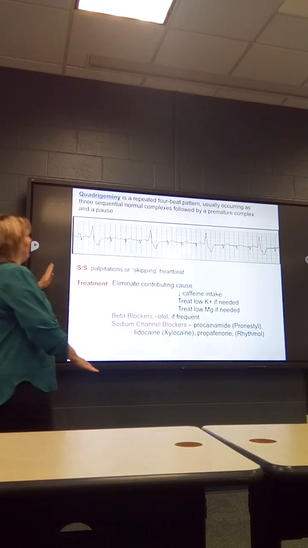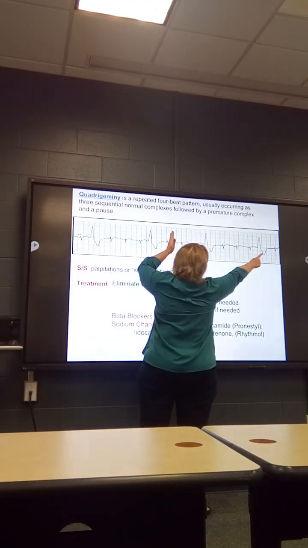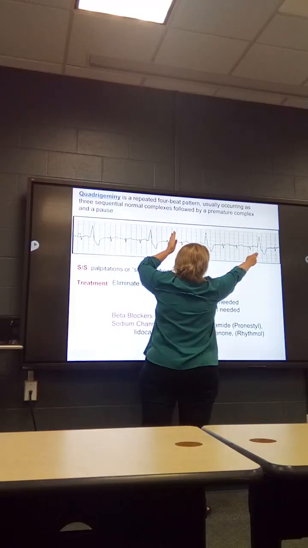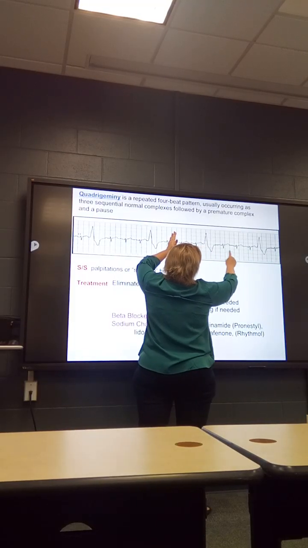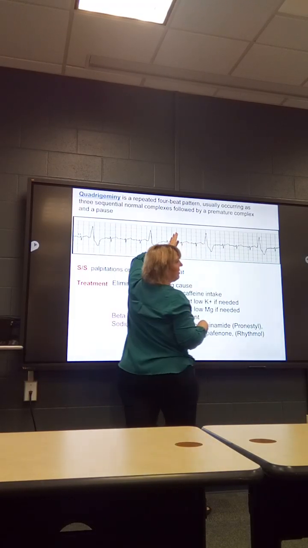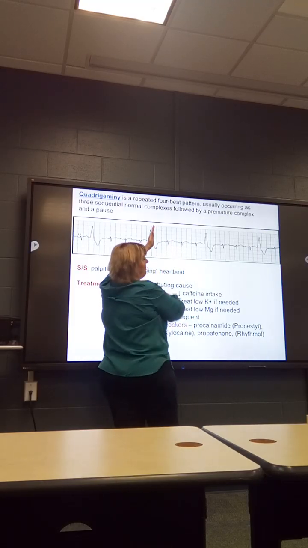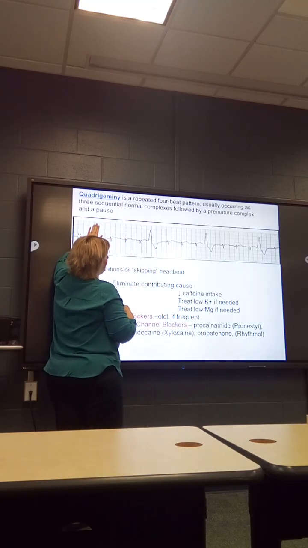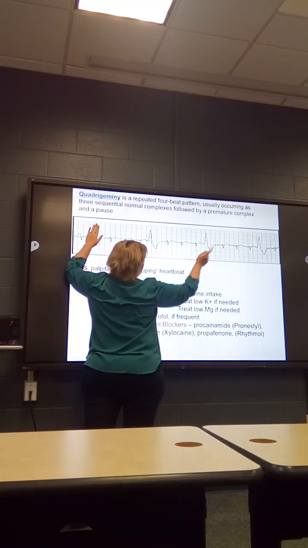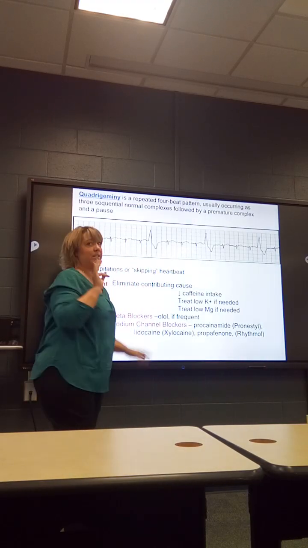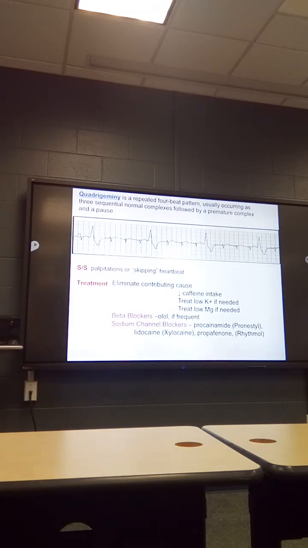If you only have the strip from here to here, you can't call this quadgeminy because you only see 2 PVCs. After that, it could be all sinus rhythm, or in front of this could be all sinus rhythm. But if you see 3 PVCs, you're going to say, yeah, that's definitely quadgeminy. So make sure you see at least 3 PVCs before you call it that. But again, there's an extra stimulus happening, a cell is getting excited in the ventricles, so it's firing early.